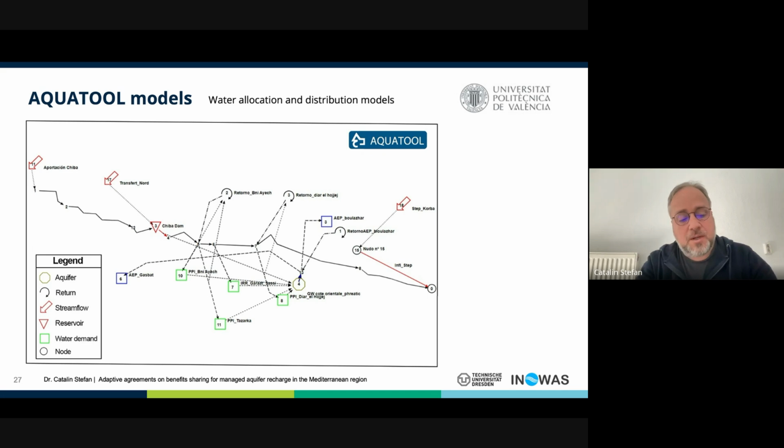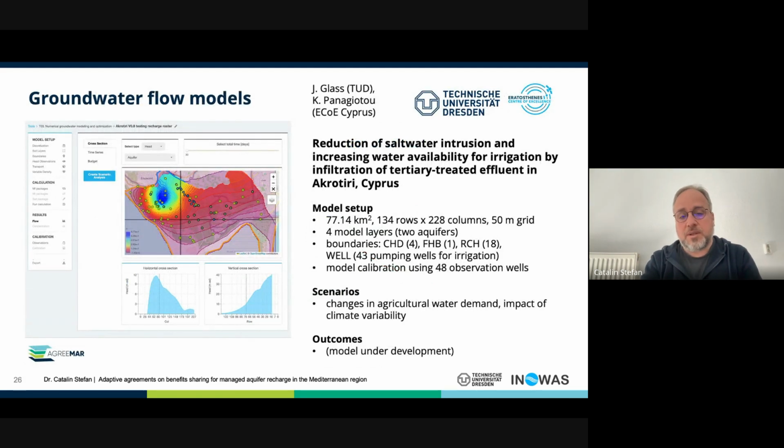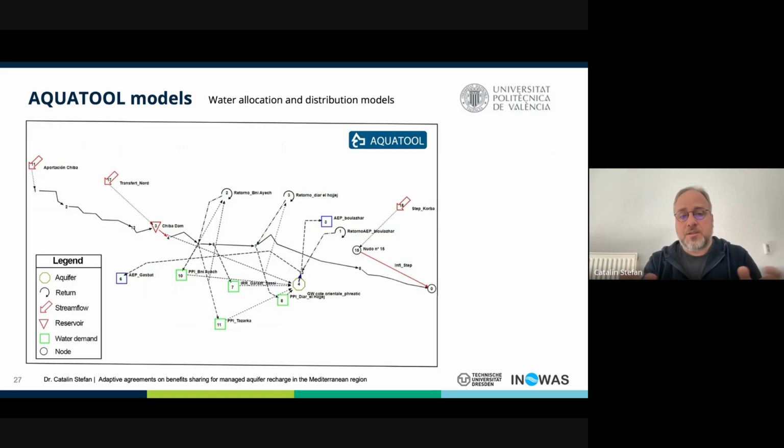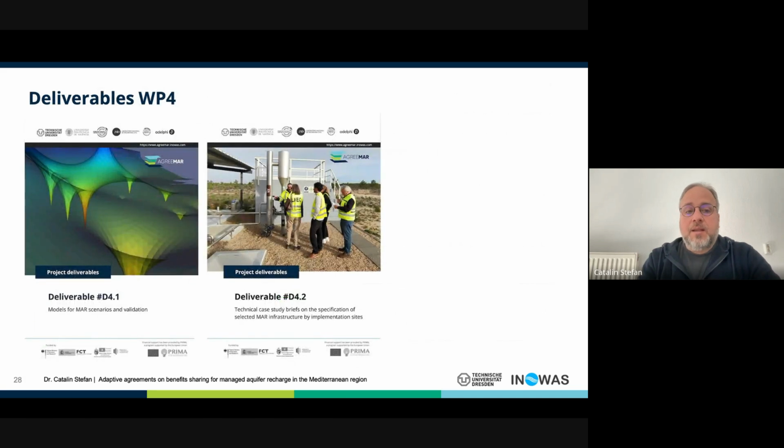In addition to the groundwater flow modeling, which is basically the aquifer system at a local to regional scale, our partners from Valencia also used the water allocation and distribution model. It's also in-house software called AquaTool, where we look at a much larger scale. So what is the impact of managed aquifer recharge at the basin scale, considering all the stream flows, existing reservoirs, water users, and so on. So we have 2 modeling approaches at a more localized scale and larger basin scales, trying to understand both impacts. Also, this work is published.